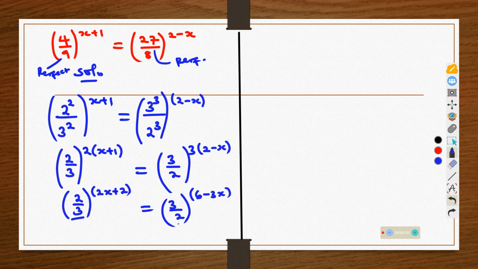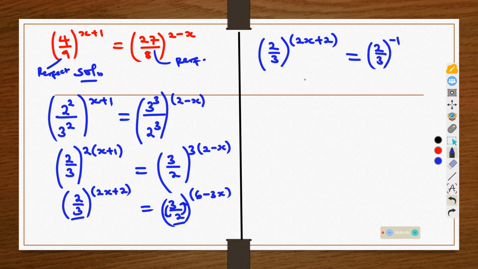Again, when we look at this and this, you realize that this is 2 over 3, but this is 3 over 2. So I want to bring this one in the numerator and take this one in the denominator. When I do that, I have to put it to the power of negative 1. So in other words, I will maintain 2 over 3 to the power of 2x plus 2, which is equal to 2 over 3, I will put negative 1 out, but because we have this power, which is 6 minus 3x, it remains outside.